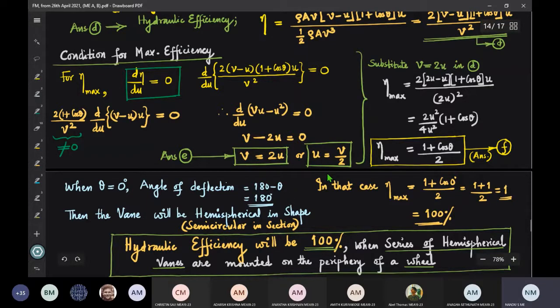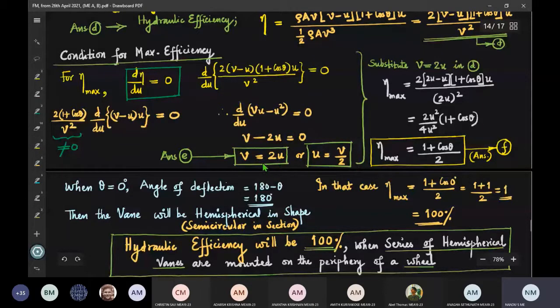So U is equal to pi D N by 60, where D is the effective diameter of the wheel. You should use capital D. Then N is the rotational speed of the wheel in RPM. So pi D N by 60 is the tangential velocity of the wheel, or the velocity of the curved vane, U. That U must be equal to half of the velocity of the jet for maximum hydraulic efficiency.